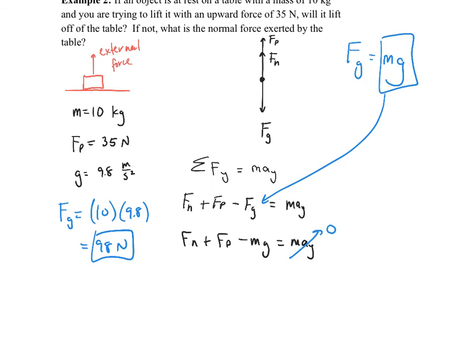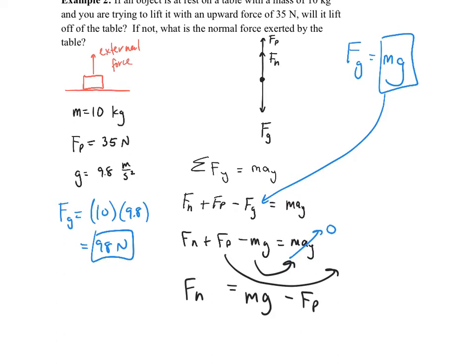So let's solve for Fn. Fn will equal, I'm going to add mg over, I'm going to subtract Fp over. That'll be mg minus Fp. And that's exactly what you gave me as an answer before, when I said this pencil case weighs 5 pounds, and I lift up with 4, what's left on the table? You all said 1, right? How'd you get the answer? You subtracted. Look, it's exactly that.